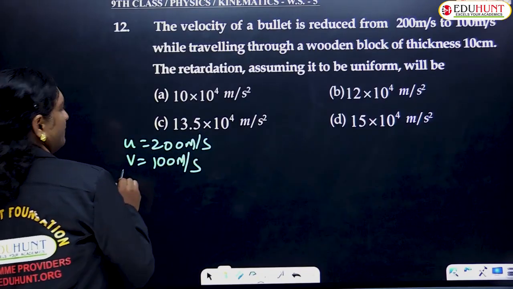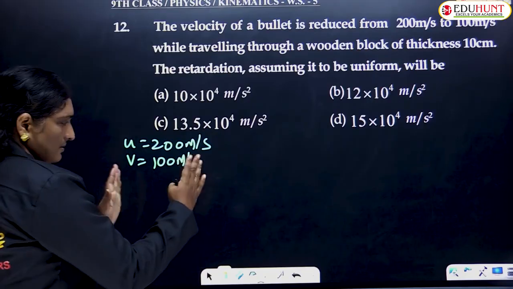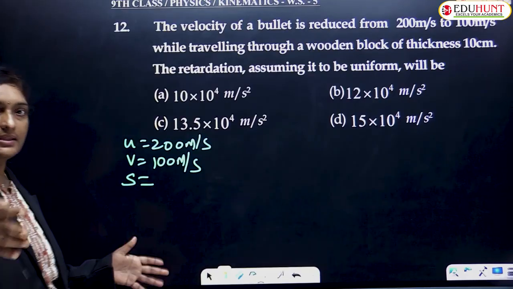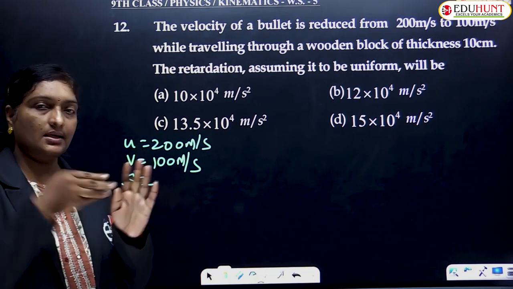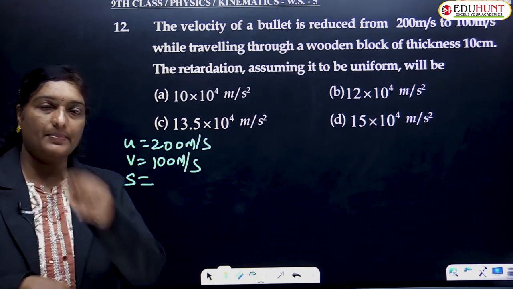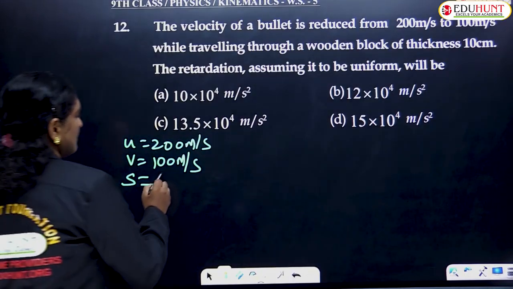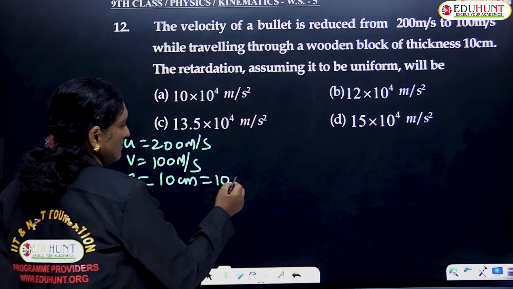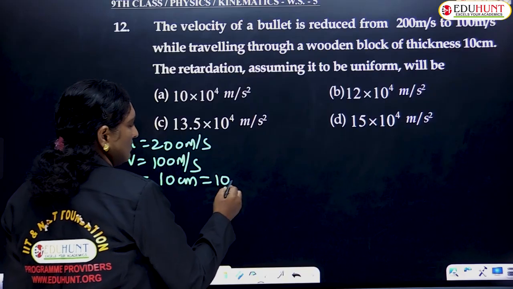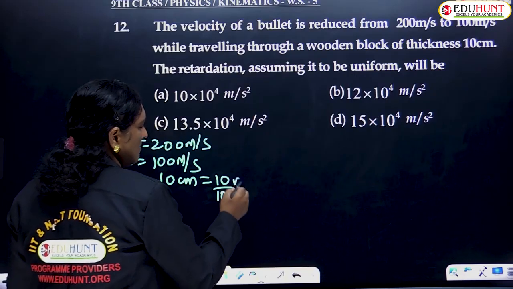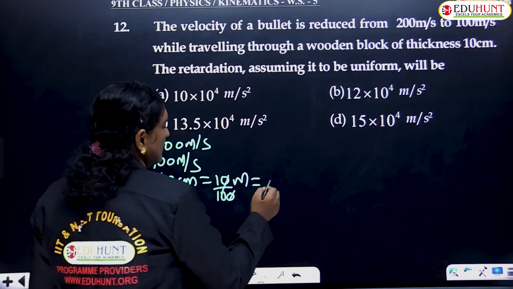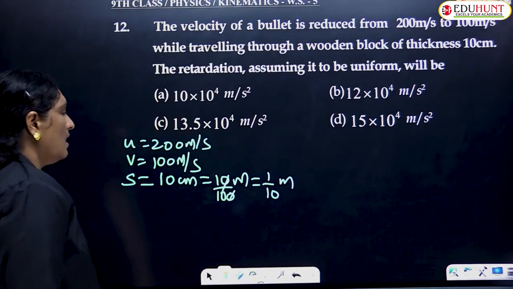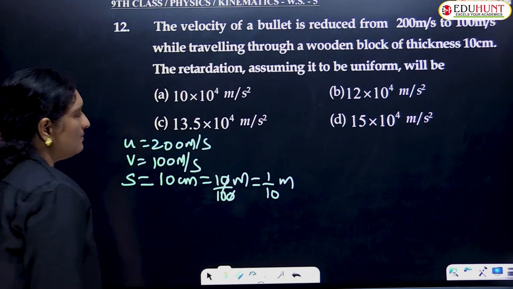While traveling through a wooden block of thickness, thickness means how much distance it has covered. Larger the distance, larger the thickness. Smaller the thickness, smaller the distance. So this thickness resembles your distance covered. So distance is given to be 10 centimeters, but here everything is in meters, so I need to convert it. 10 centimeters in meters is 10 by 100 meters, or 10 into 10 power minus 2. 1 by 10 meters, or 0.1 meters.